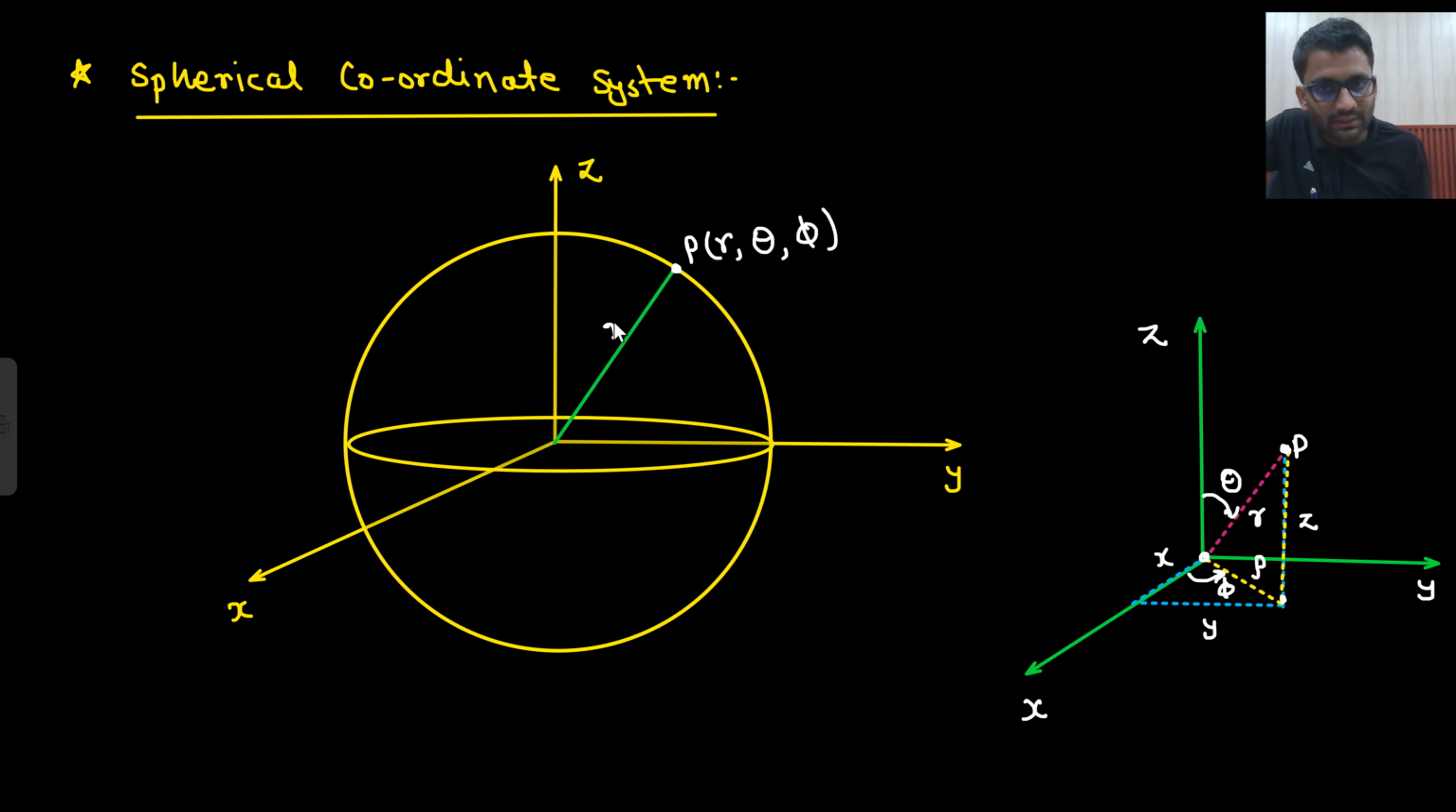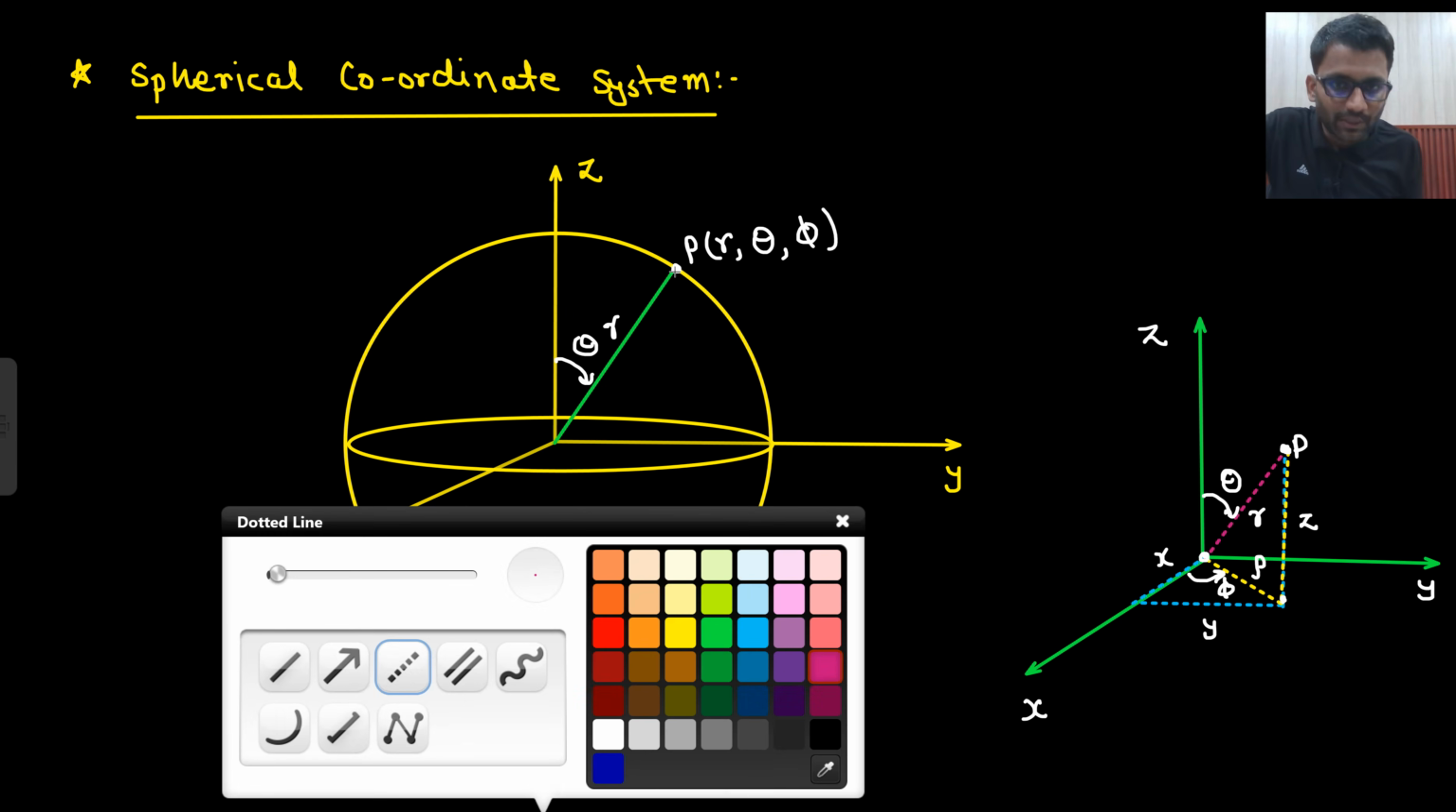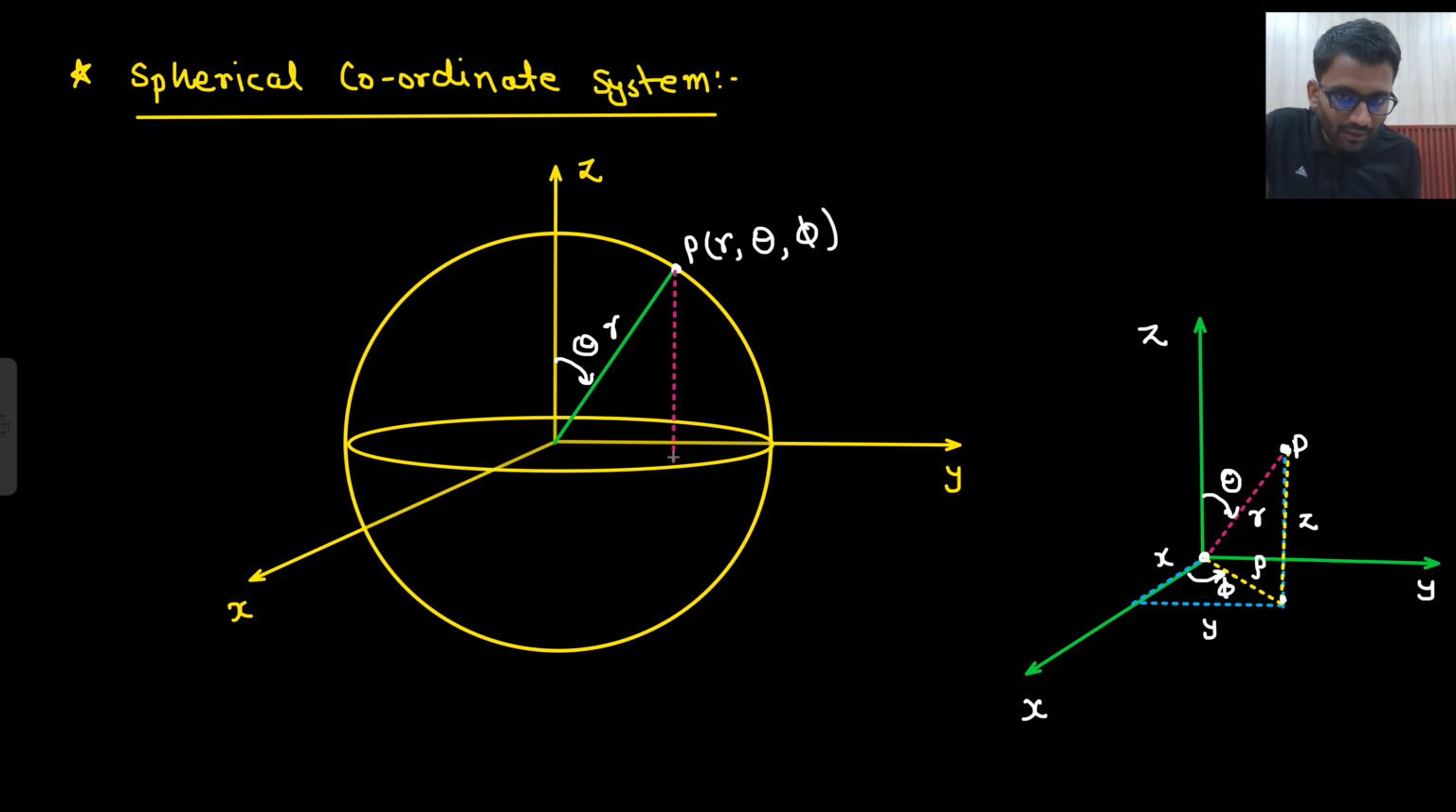So this is my point P, this is the distance r. You make an angle theta with z axis from top to bottom. Again I am saying it is not anti-clockwise or clockwise, it is top to bottom. Also what do you need to make sure? The projection of point P on xy plane should make an angle phi with x axis in anti-clockwise direction. This is the projection of point P.